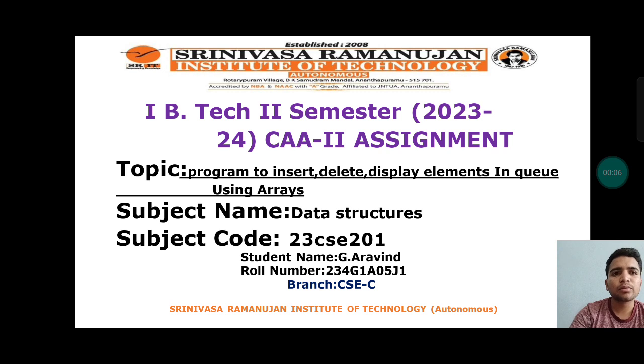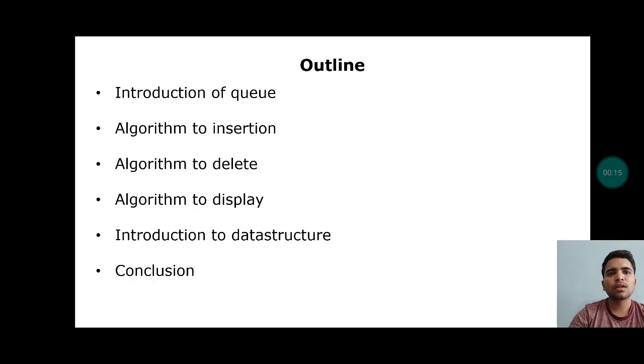Today my topic is program to insert, delete and display elements in queue using arrays. Outline: introduction of queue, algorithm for insertion, algorithm for deletion, algorithm for display, introduction to data structures and conclusion.